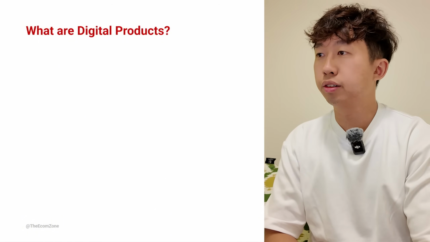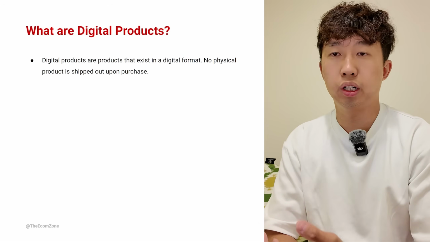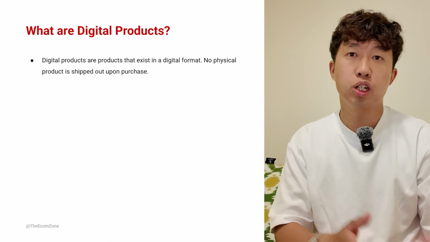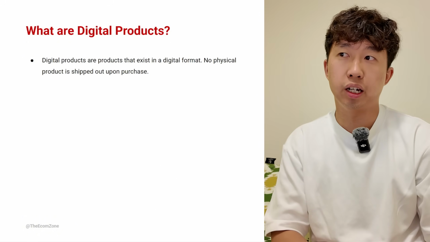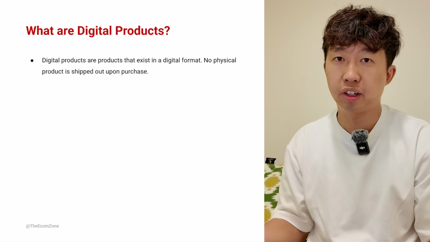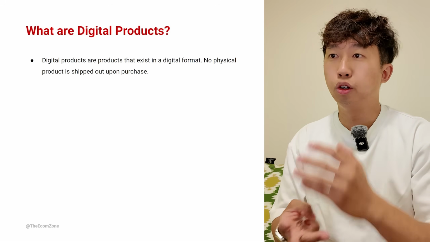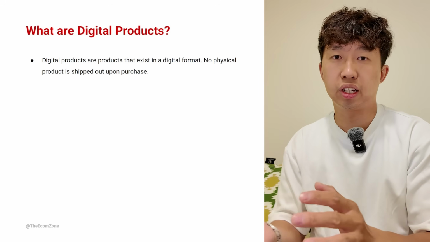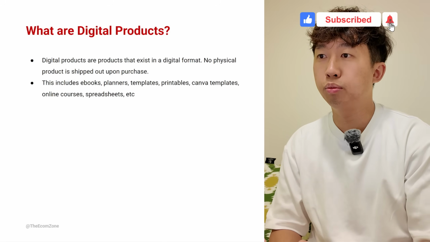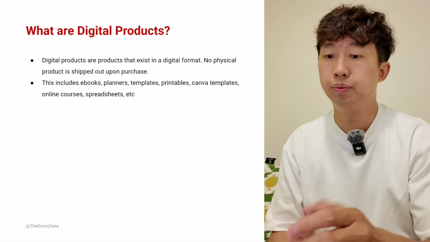So what are digital products? Digital products are products that exist in the digital format. No physical product is shipped out upon purchase. So with dropshipping, you have to order off AliExpress when a customer places an order on your website. But with digital products, when they place an order for your digital product, you don't need to ship anything out. It saves you so much time from fulfilling orders, customer inquiries, there's no shipping delays, there's no cost of goods, etc. This includes ebooks, planners, templates, printables, Canva templates, online courses, and spreadsheets, etc.